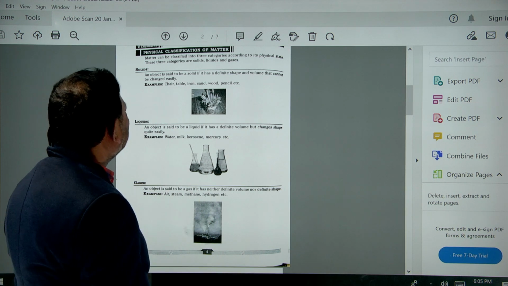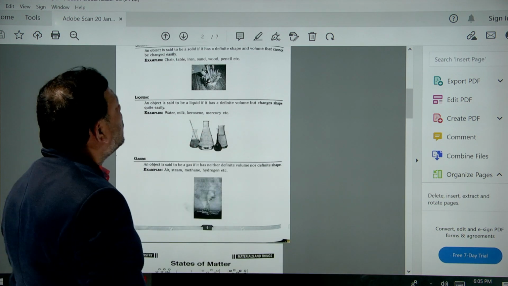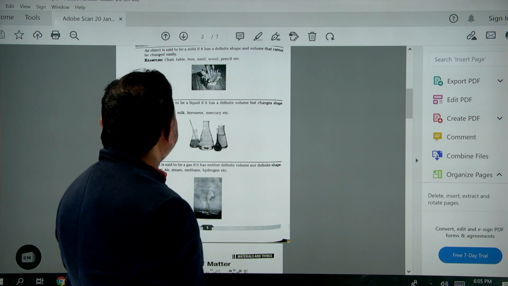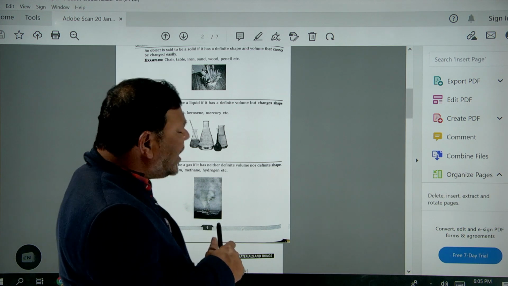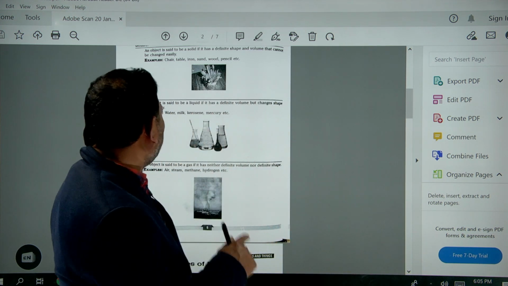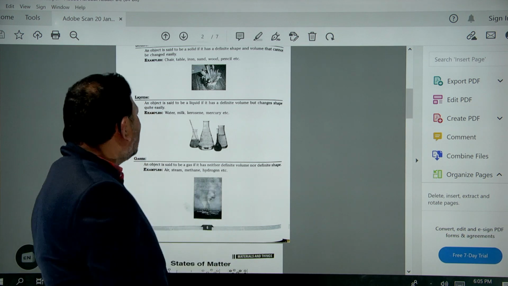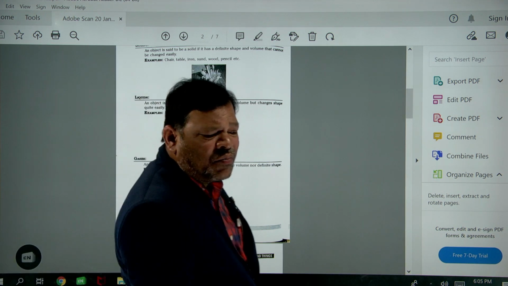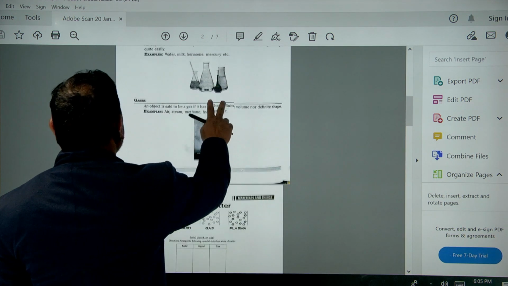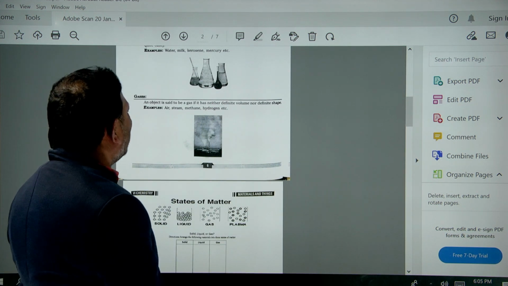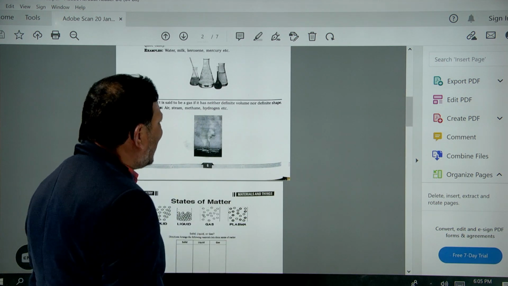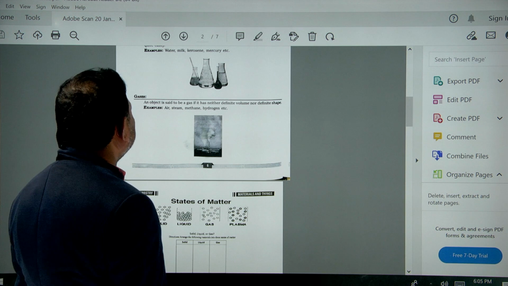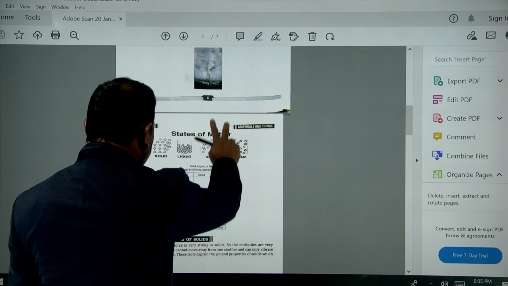Examples of solids: chair, table, iron, sand, wood, pencil. Liquids: an object is said to be liquid if it has a definite volume but changes its shape quite easily. Examples of liquids: water, milk, kerosene, mercury. Gases: an object is said to be gaseous if it has neither definite volume nor definite shape. Examples of gases: air, steam, methane, hydrogen, oxygen, carbon dioxide.